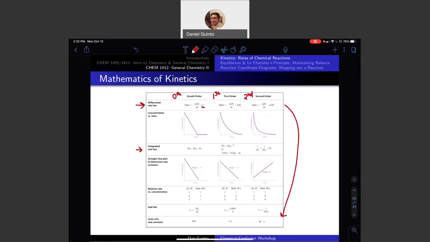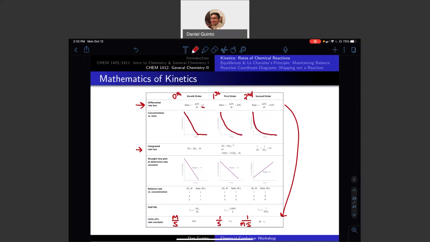So for zero order, it's going to be molarity per second, and for first order, it's going to be 1 over seconds, and for second order, it's going to be 1 over molarity times seconds, or molarity to the inverse power times seconds to the inverse 1. And then from there, we can see two graphs. We can see a concentration versus time graph for zeroth order. Pretty much, this goes linearly until everything's used up. And for first order, it looks exponential, decreasing exponentially. And then we look at the integrated rate law.